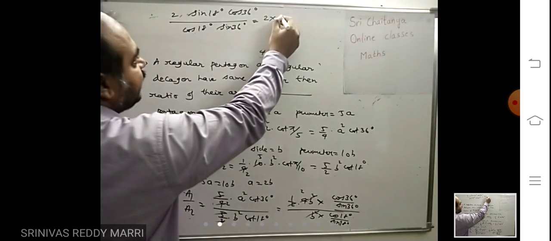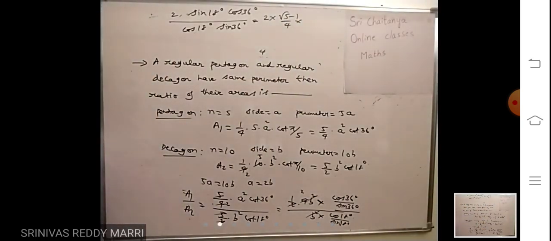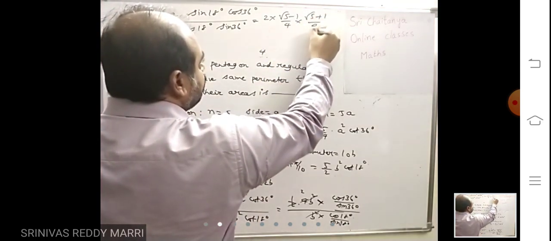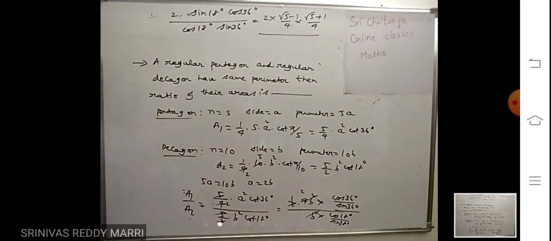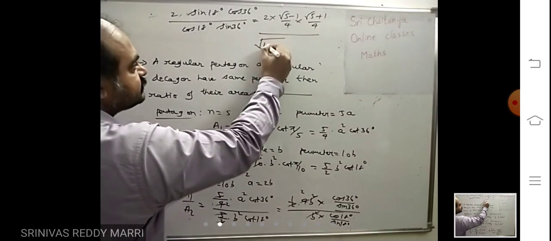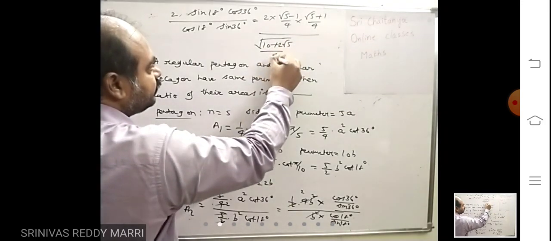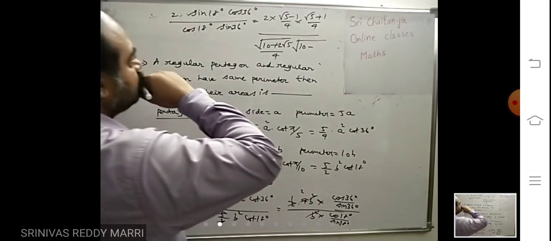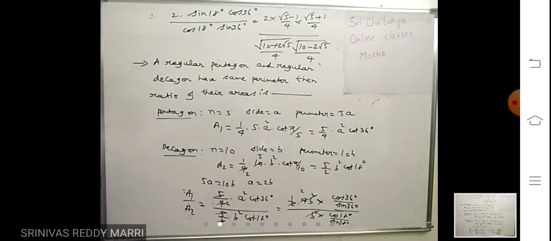I have told the values of these. 2 into sine 18 degree value is what? Sine 18 is root 5 minus 1 by 4. Cos 36 is root 5 plus 1 by 4, divided by cos 18 degree, whose value is root of 10 plus 2 root 5 by 4. I have told the values in the multiple angles chapter. Sine 36 is root of 10 minus 2 root 5 divided by 4. These are the values of those angles.